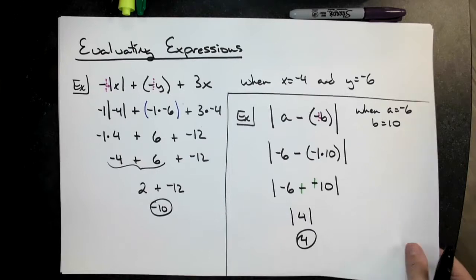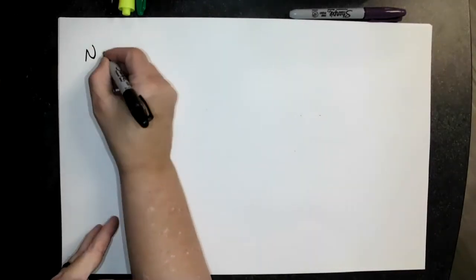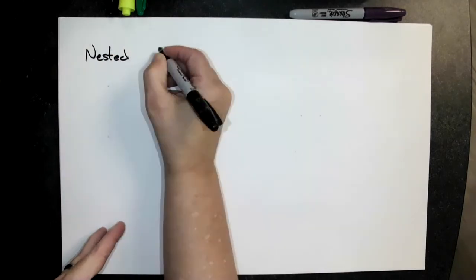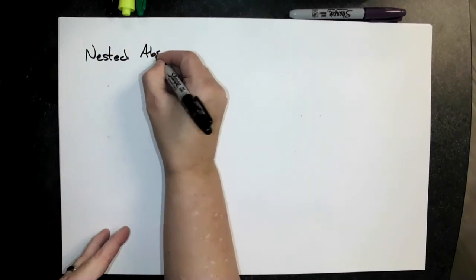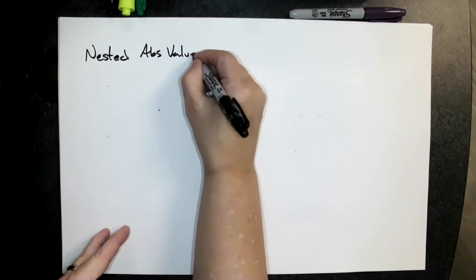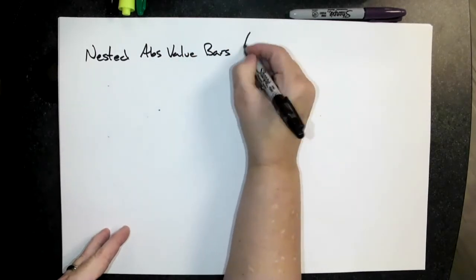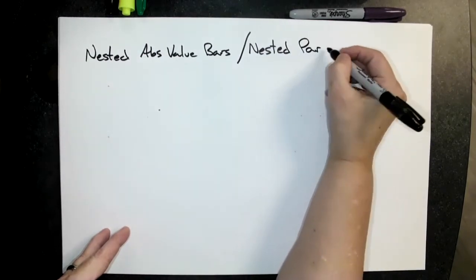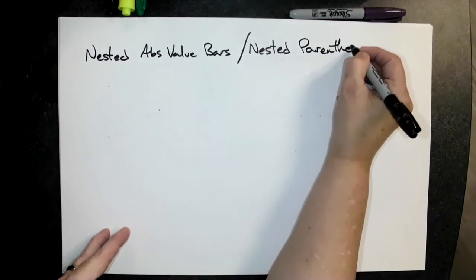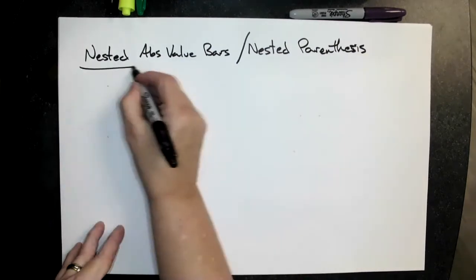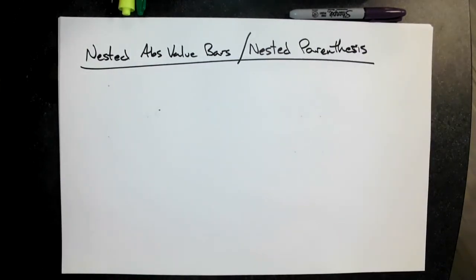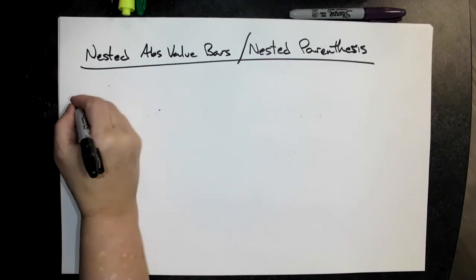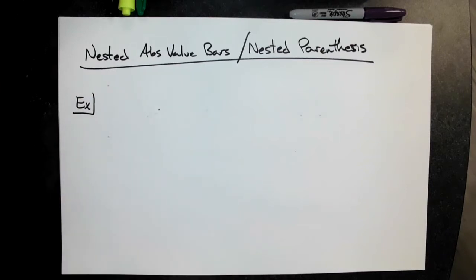Okay. Let's look at some nested absolute value bars, and or nested parentheses. Nested absolute value bars. Or nested parentheses. Nested just means one set and then another set on the inside, another set on the inside, another set on the inside. All right, they can get kind of silly with them.